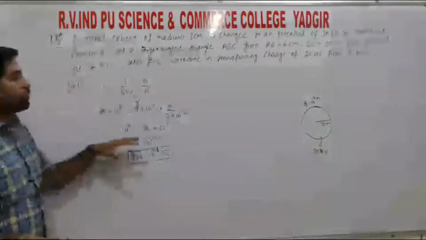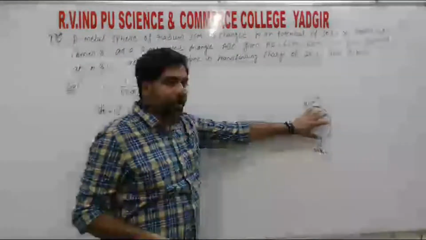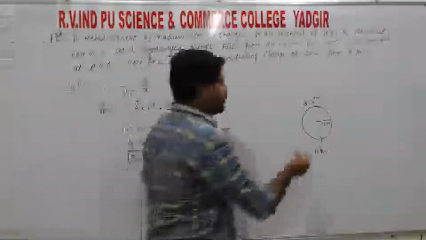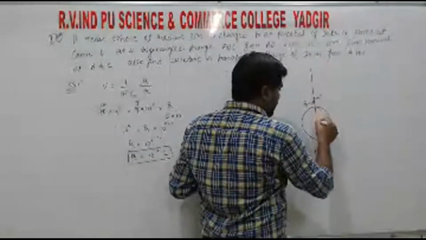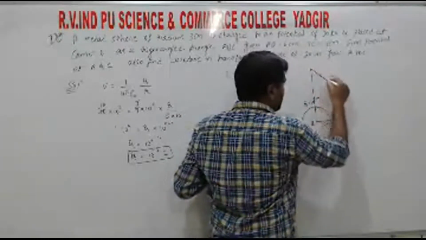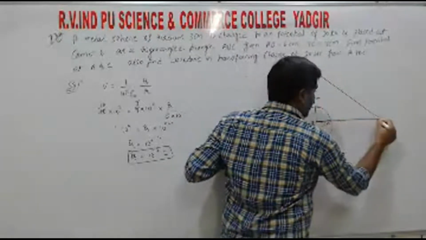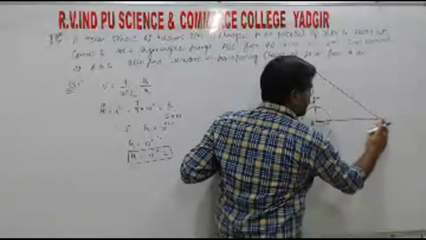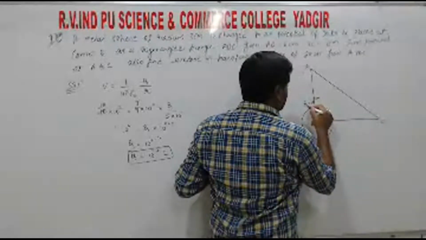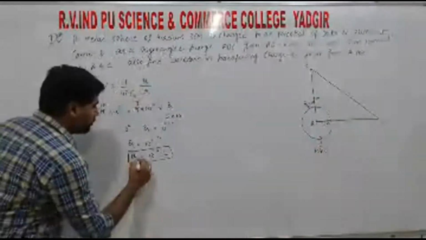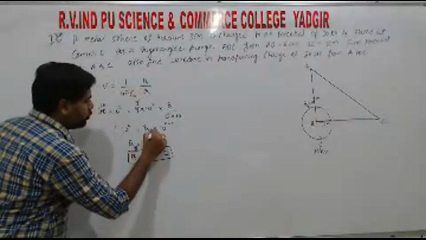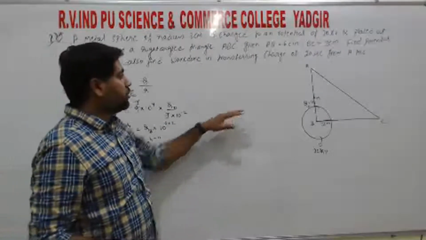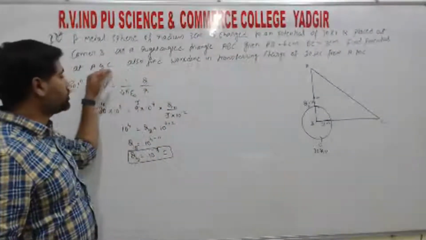Next, this charged sphere is placed at the corner B of a right angle triangle, right? So they have placed it at one corner. So this has B in a right angle triangle, right? So A and C. That means this charge is QB, right? So next, find the potential at A and C.